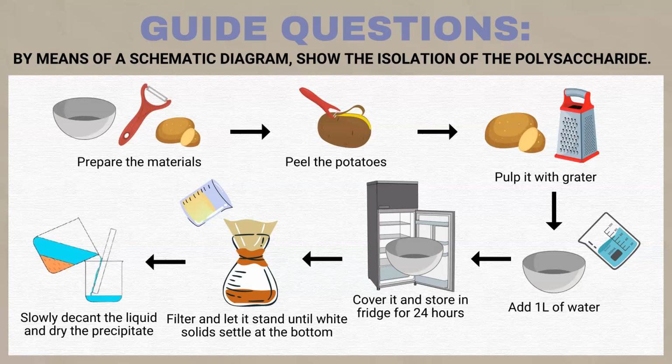After we decant the supernatant liquid, we dry the precipitate. The precipitate is the polysaccharide. That's all. Thank you.